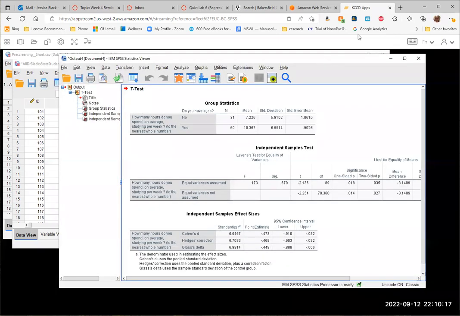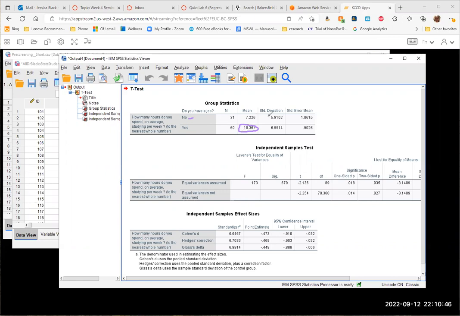All right, here is the output. Let's have a look. Let me get my pen out here. So we have N for "Do you have a job?" This is no: 31 people did not have a job. 60 people did have a job. And we can see the mean for without a job is 7.23 and with a job is 10.37. So right there, we know, as we already did, that those who have a job spend more time studying. If this is statistically significant, then we can reject the null hypothesis.